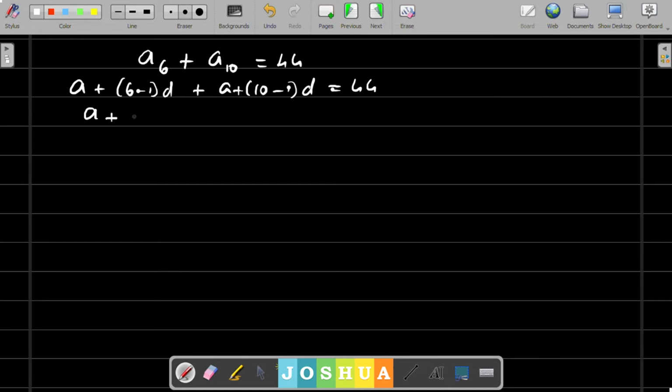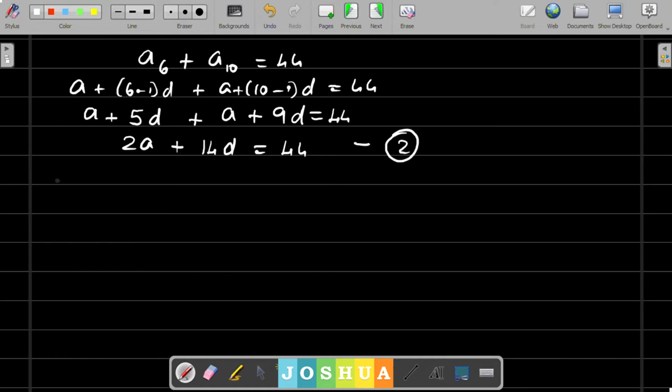What I am expecting from you is that every time you don't write the second line. After seeing A6, you have to write a plus 5d, so that you can have at least 10 seconds extra in your board examination. You have to practice well so that you can minimize the number of steps written here. These videos are meant for basic level learners, so according to your level, you can skip some steps. So here a plus a is 2a and 5d plus 9d is 14d, that is equal to 44. I call this equation number 2.